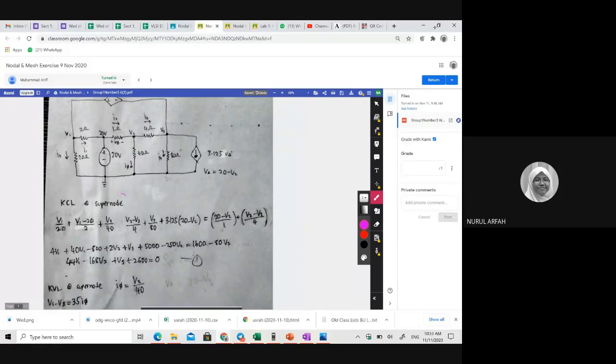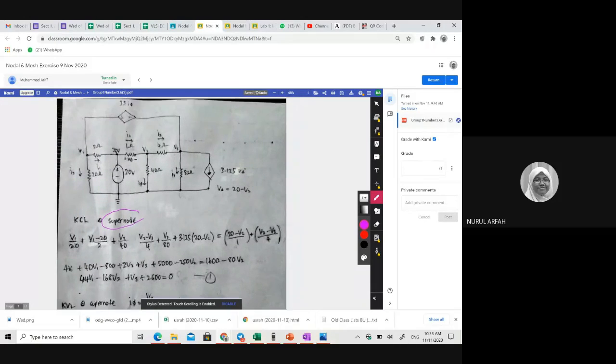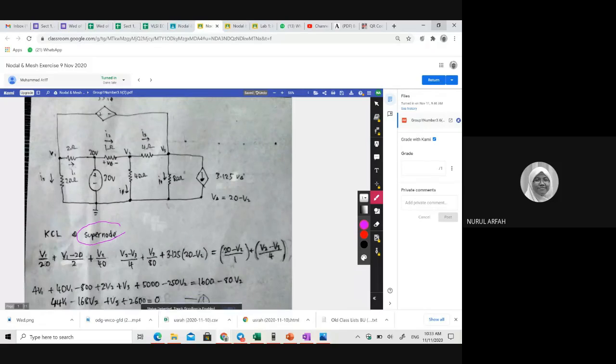Okay, at least Arif, we do have a super node here, yes. But for your figure, please make sure you have the reference point, and then the boundary for your super node. Okay, that's good. You have the current direction, very good. And then you have this node, this, and this, and this. So this is full marks. No, not full marks because you forgot the boundary of your super node. So maybe this is 1 mark.